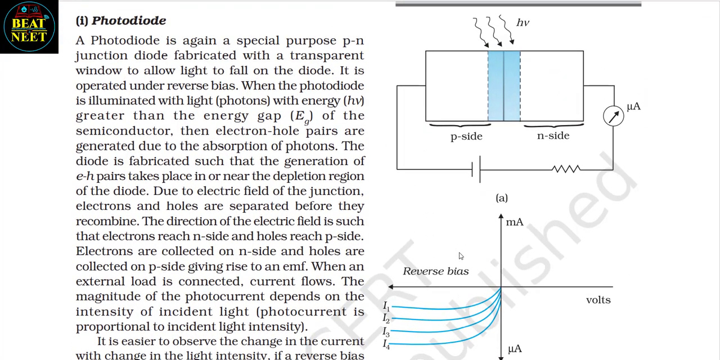Number 1. Photodiode. A photodiode is again a special purpose p-n junction diode fabricated with a transparent window to allow light to fall on the diode. It is operated under reverse bias. When the photodiode is illuminated with light with energy greater than the energy gap of the semiconductor, electron-hole pairs are generated due to the absorption of photons.